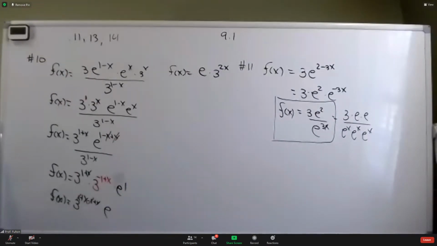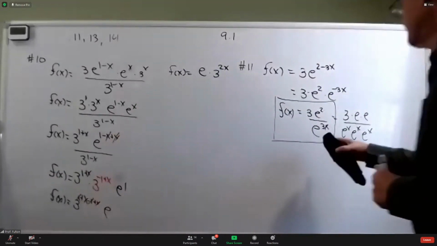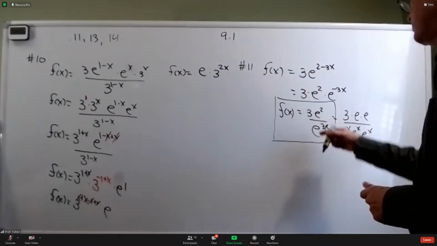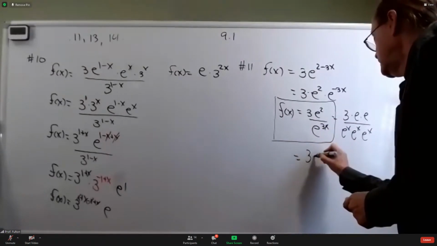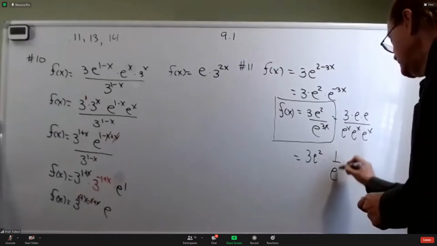In the textbook, you had the answers like 3e squared times 1 over e to the x to the third power. Yeah, you can write that as well too. That's just writing it this way. It's the same thing. That's 3e squared times 1 over e to the 3x.